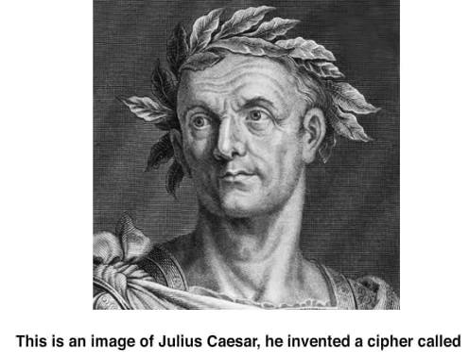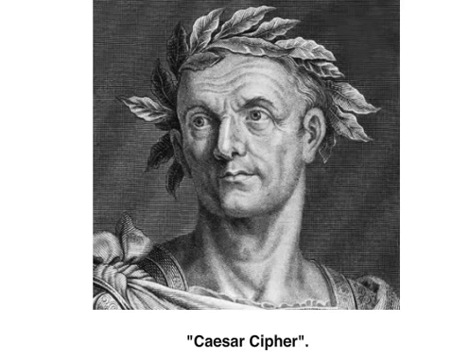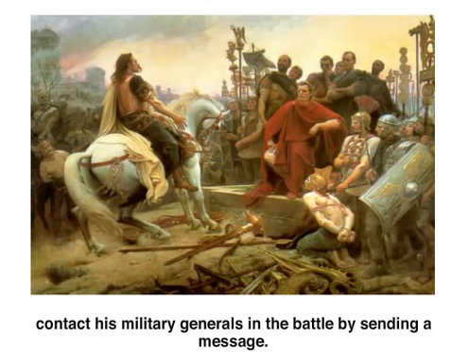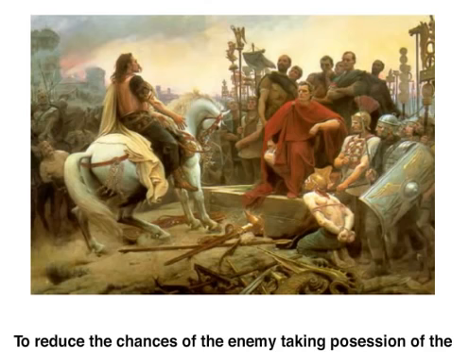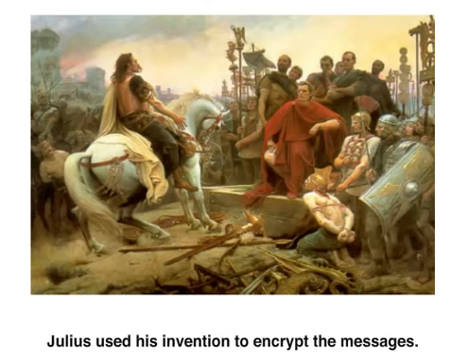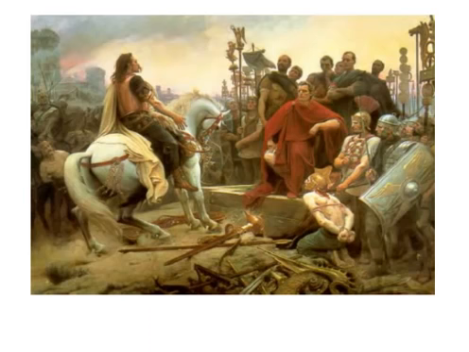This is an image of Julius Caesar. He invented a cipher called Caesar cipher. The whole purpose of him inventing a cipher was so that he could contact his military generals in the battle by sending a message. To reduce the chances of the enemy taking possession of the message and reading what had been written, Julius used his invention to encrypt the messages.